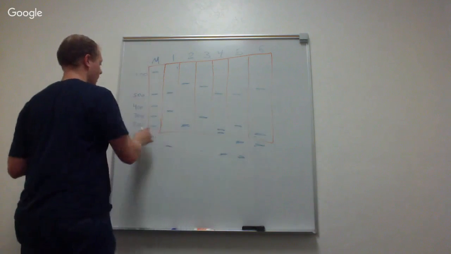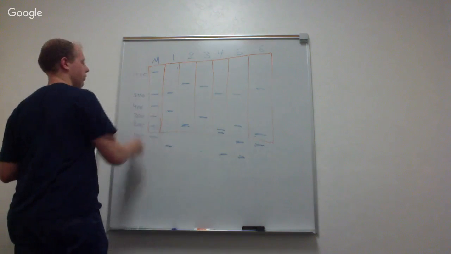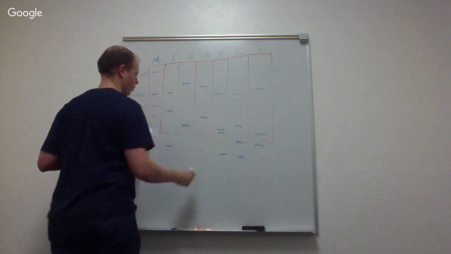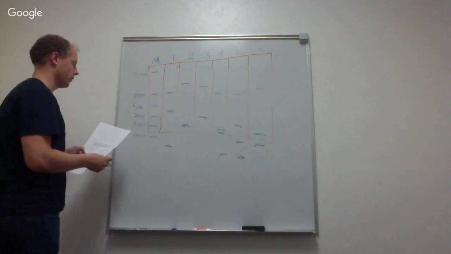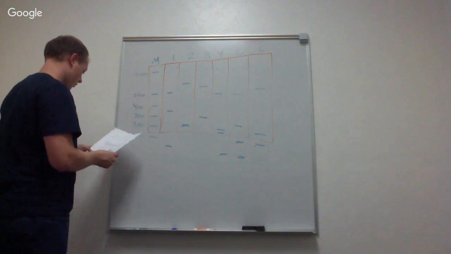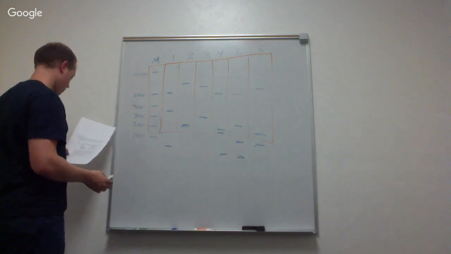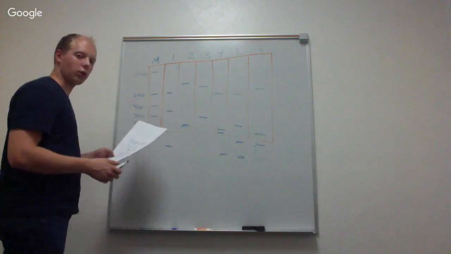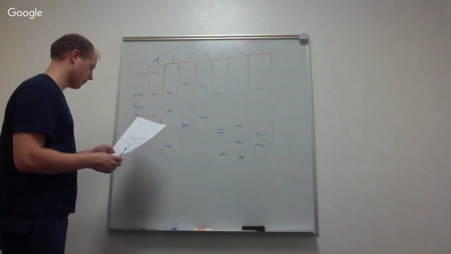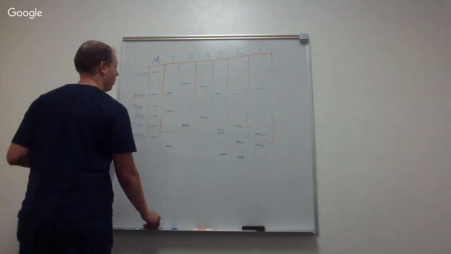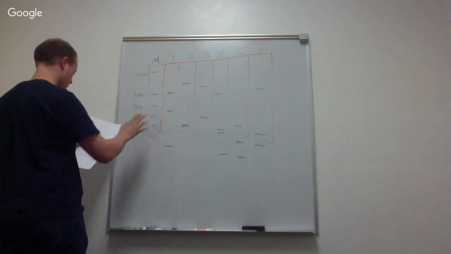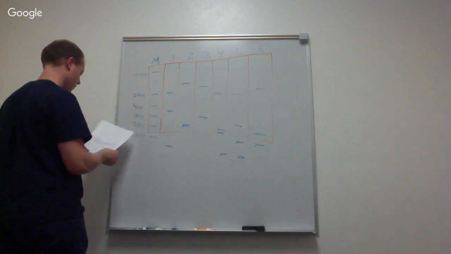So you just draw a band that roughly corresponds to wherever the bands on your marker lie. So we should have a gel that looks like this. For B, we need to draw the linear restriction map that indicates the location of the restriction enzyme sites along the hypothetical DNA molecule. So I'll erase this really quickly so that we can do that.